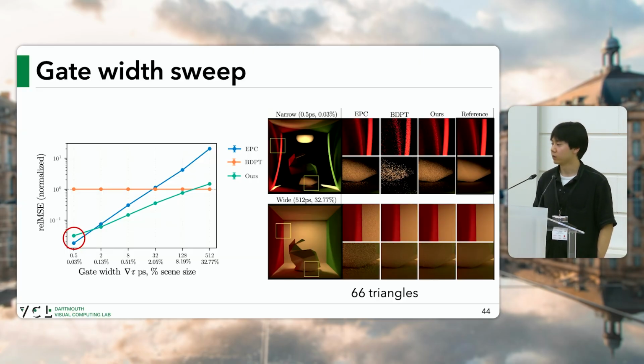And then we also perform some ablations. Here we show sweeping the gate width. And note that when the gate is really small, EPC is better than our method. It's because it's the only method that can actually sample past an exact length. So as the gate approaches a delta, no other method can really match EPC. But in practice, gates are never that narrow, so it's okay.